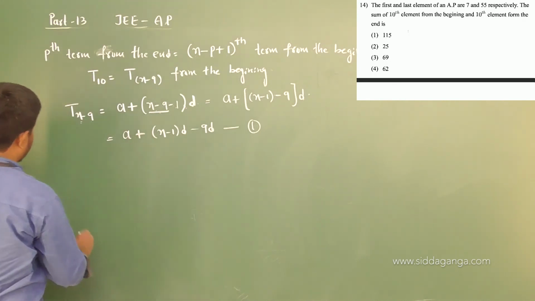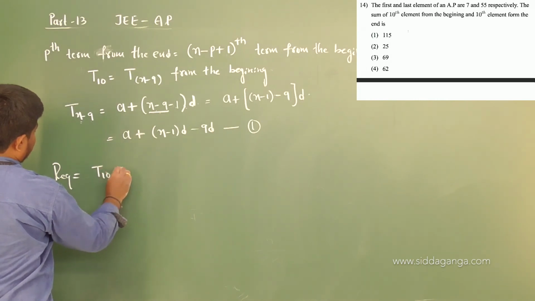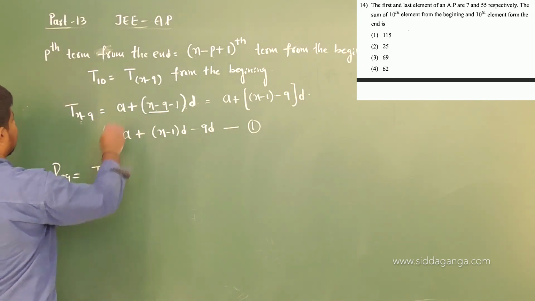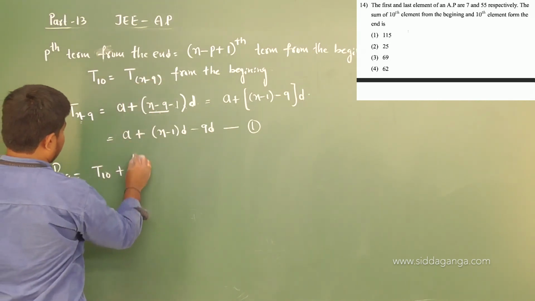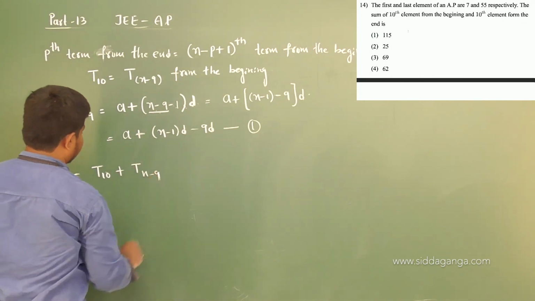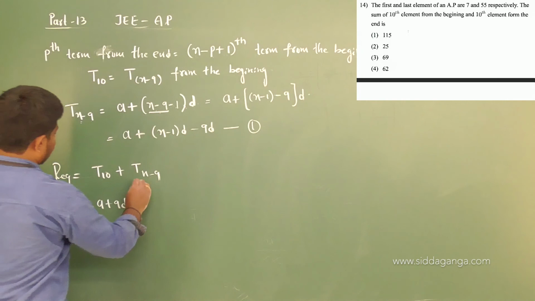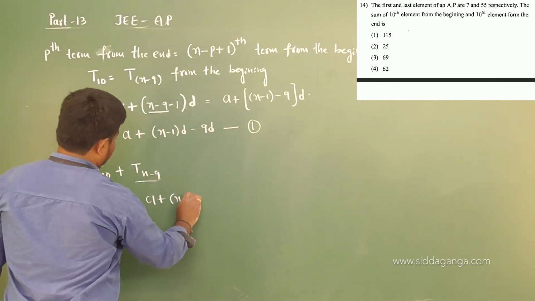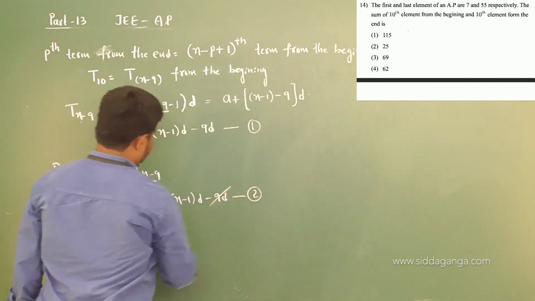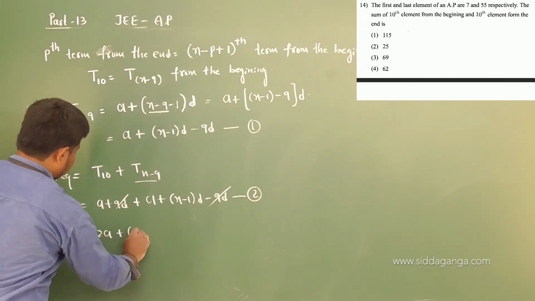Now, what do we have to find? The required sum is what actually? The 10th term from the end and the n minus 9th term from the beginning. So you get the 10th term as a plus 9d and this is a plus n minus 1 into d minus 9d. Take it as equation 2. So 9d cancelled, right? So what do we get? 2a plus n minus 1 into d.